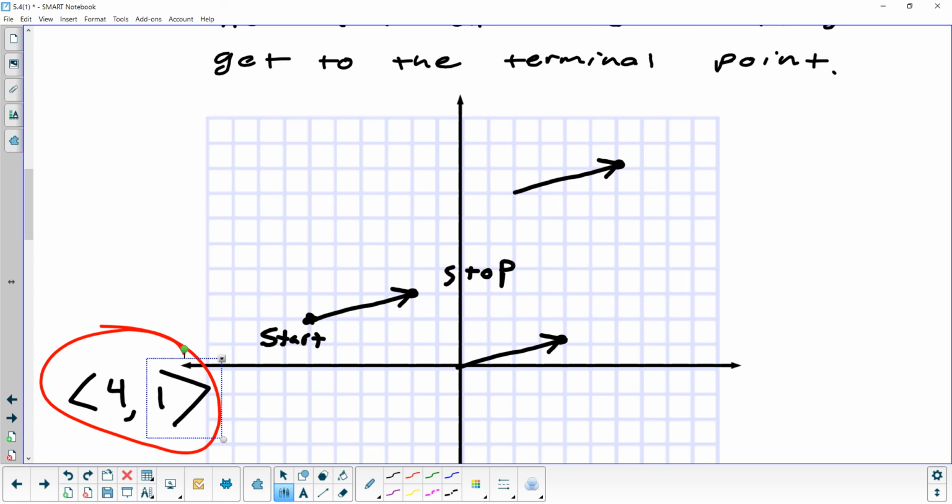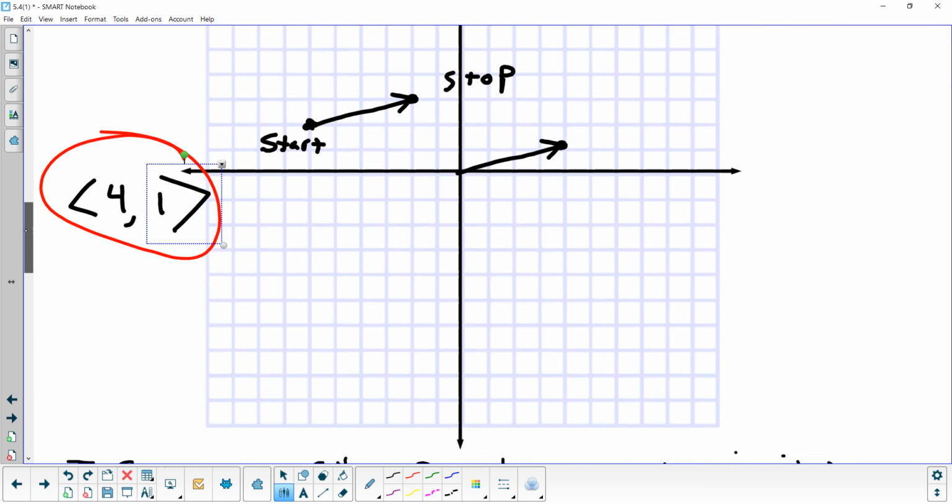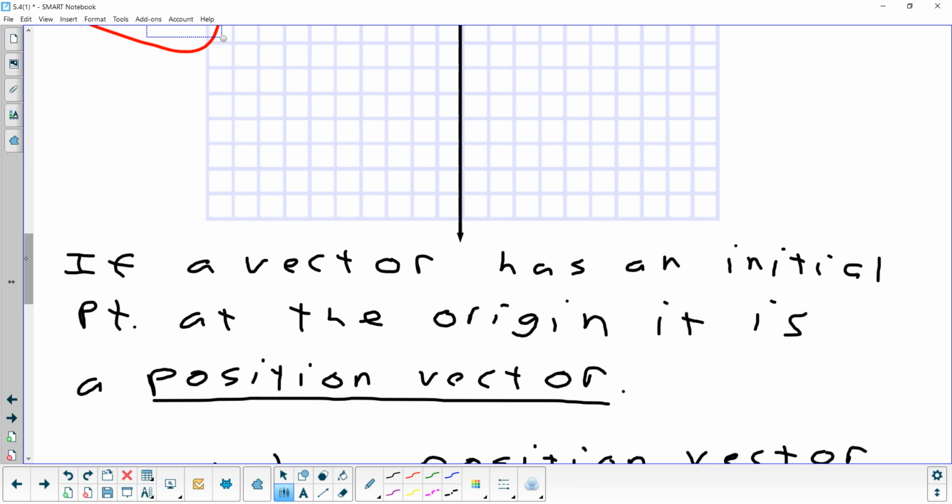Now, there is a common place that we usually start from. Anybody have a guess where the most common place would be to start from? Yep. 0, 0. Yep, usually starting from the origin is the best way to do it. And if you have a vector that does start at the origin, that is called a position vector. So a vector that starts at the origin is called a position vector.